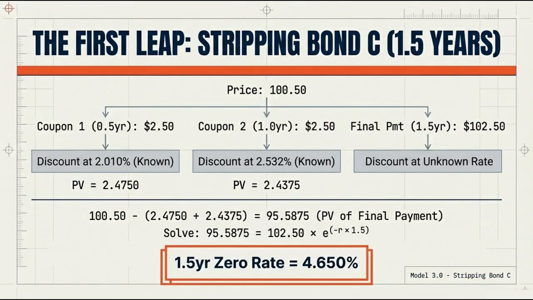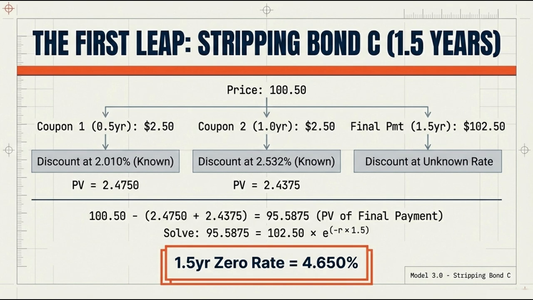Okay, now for the leap in complexity. Step 3, we have to find the 1.5 year zero rate, r3, using bond C. Right. Bond C's total price is 100.50, and it has 3 cash flows: 2.50 at half a year, 2.50 at 1 year, and then the big one, 102.50 at 1.5 years. And this is where the bootstrap really earns its name. The price of bond C has to satisfy the full present value equation. So the price, 100.50, is equal to the sum of those 3 cash flows, each discounted by its proper zero rate. Correct. And we already know the first 2 zero rates, r1 and r2. The discount factors for those first 2 coupons are already established from our T-bills.